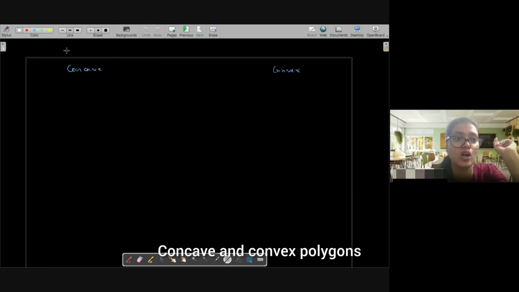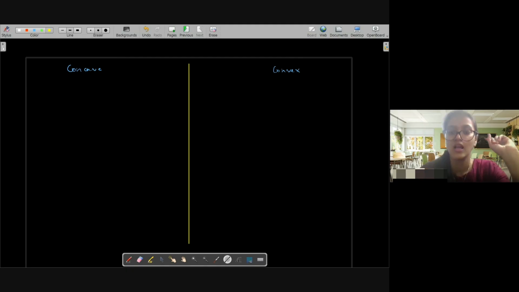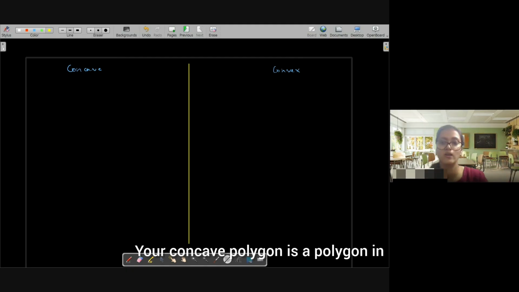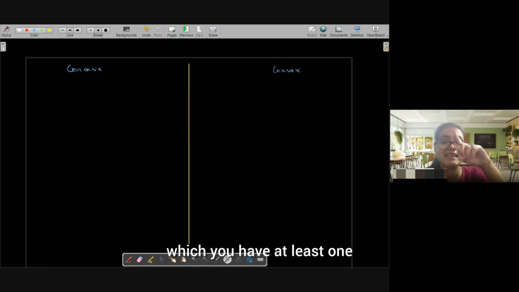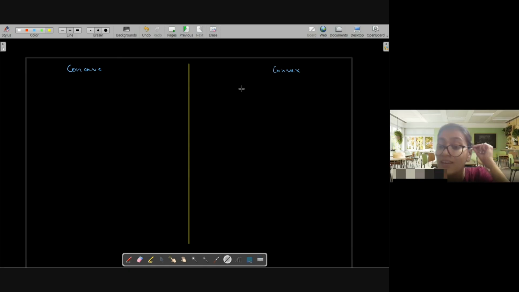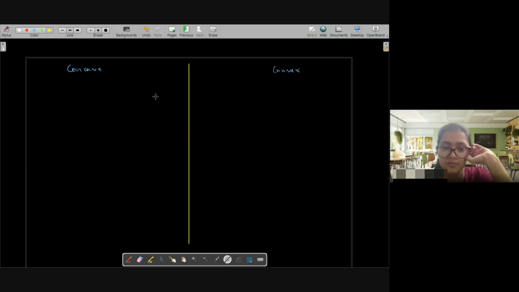Concave and convex polygons. Okay, I'll tell you the definition. A concave polygon is a polygon in which you have at least one reflex angle. Do you know what a reflex angle is? No. A reflex angle is an angle which is more than 180 degrees.